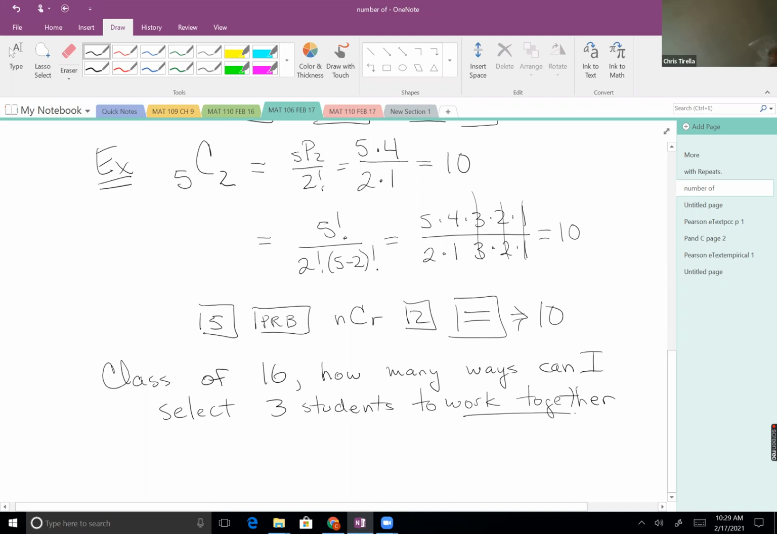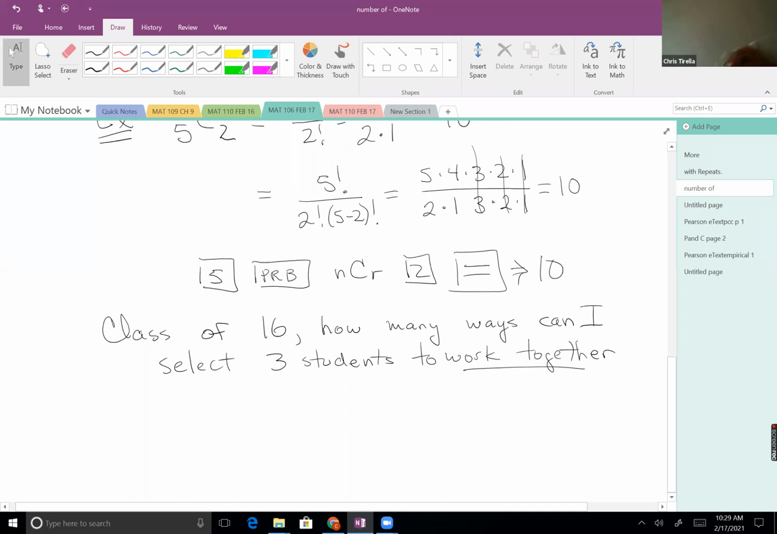And if they're working together, if you're in a group of 3 people doing something together, it doesn't matter to you whether you were the first one picked or the last one picked. You're all in there together working equally. So 16, order doesn't matter, combination 3. And so could everybody please, with your calculator, look at 16 combination 3.